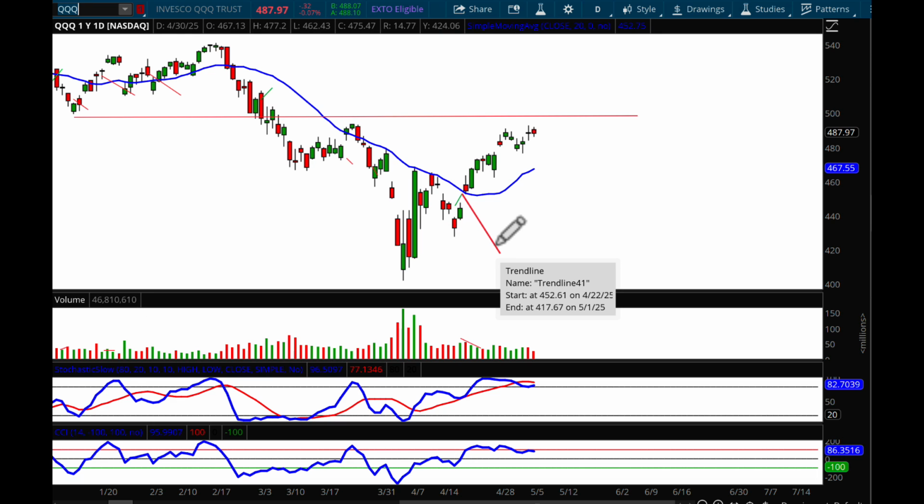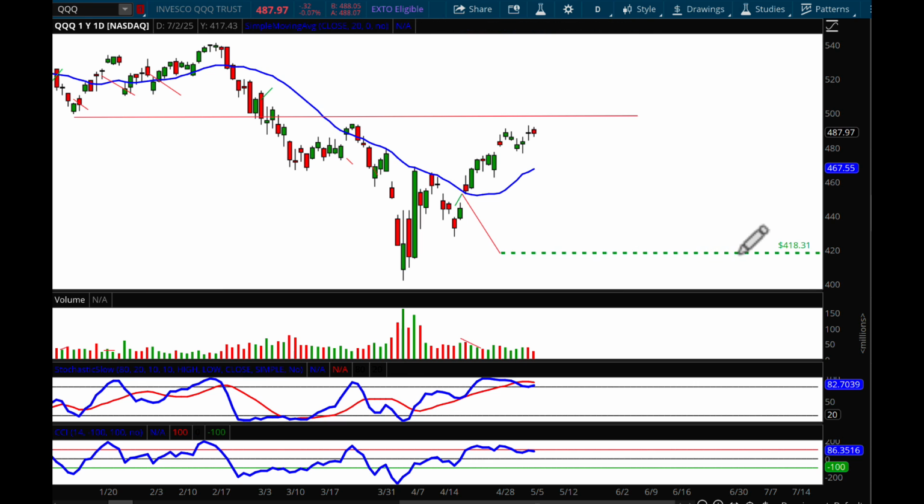That downside target is 417.67. And again, I'll draw that dotted line so we get a good eyeball on that. I'll adjust the price here to match my diagonal target line.